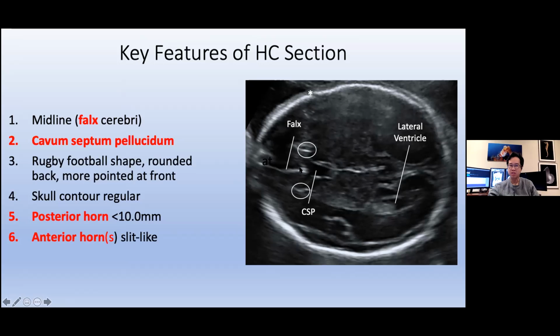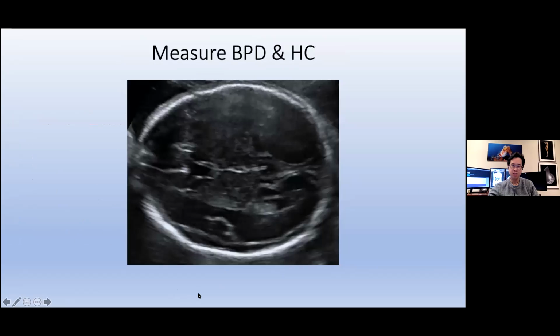Sometimes it's very difficult to see. They lie on each side of that CSP, and they shouldn't be dilated either. And then this is your thalamus in the midline. Okay. And this is your third ventricle sitting right within the midline as well, through the thalamus. Okay, so from this image, right, you are able to get two of the biometric measurements out of the way right away. So your biparietal diameter and your head circumference measurements you get from this image.